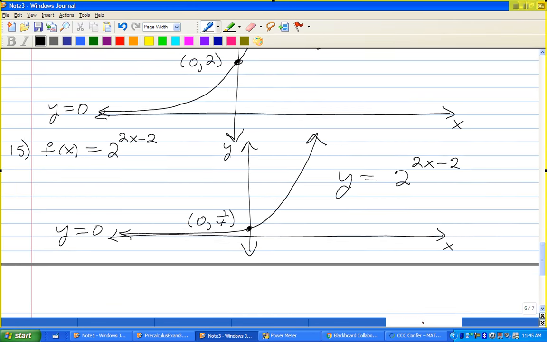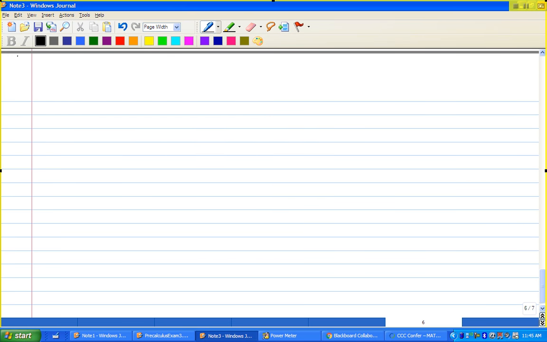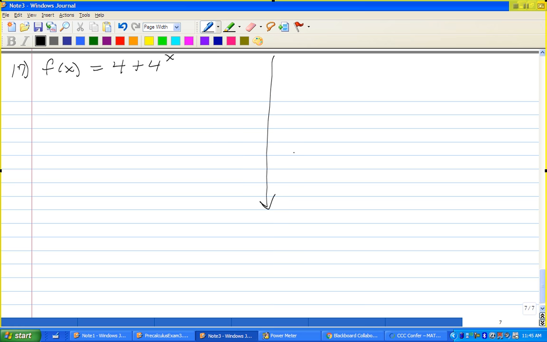Okay. Let's do problem 17. f of x equals 4 plus 4 to the x. So this is going to be a translation. This will look like a translation of 4 to the x. So 4 to the x looks like this. And now we're going to move it 4 up. So 1, 2, 3, 4.